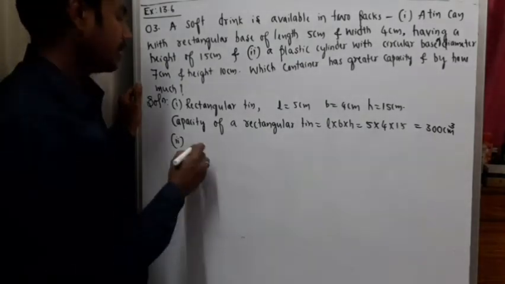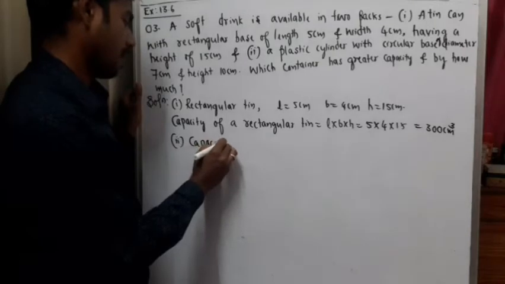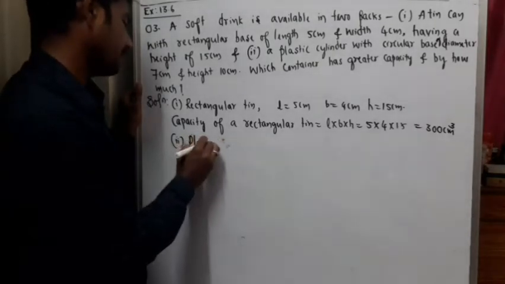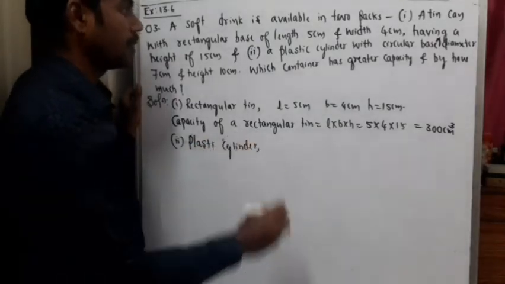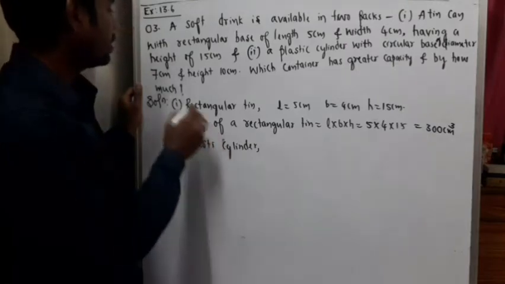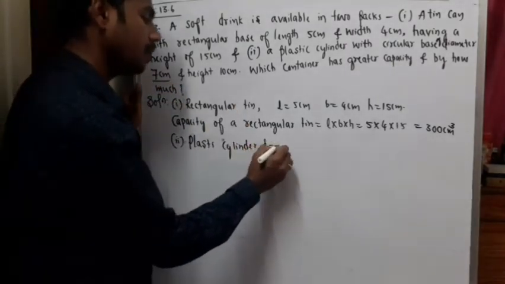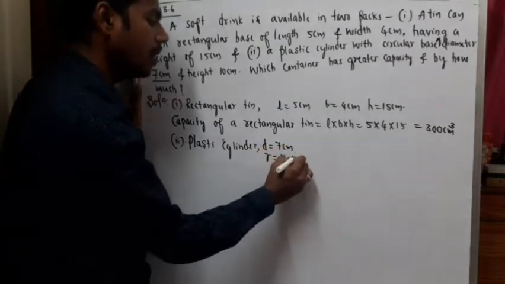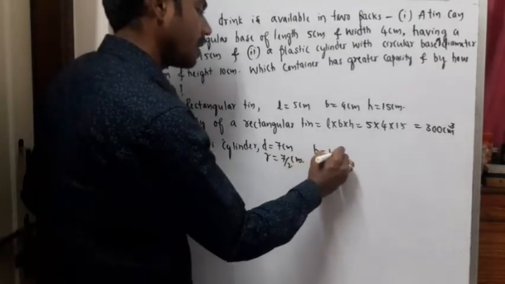plastic cylinder? Second one, plastic cylinder. So here what they have given, there is a base diameter given to us. Base diameter D is equal to 7 centimeter. Then r is equal to 7/2 centimeter. Then what is given to us? Height is given to us, that is 10 centimeter.